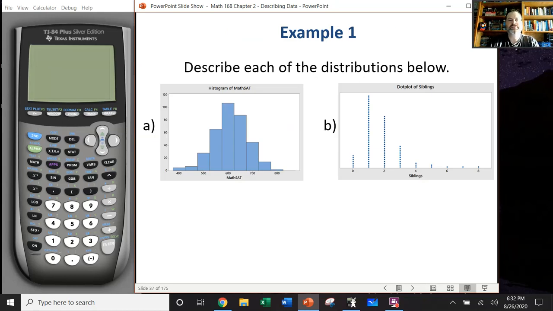So here we have some distributions. And again, just ask yourself, skewed, yes or no? Well, this one doesn't look skewed, which means it's symmetric.